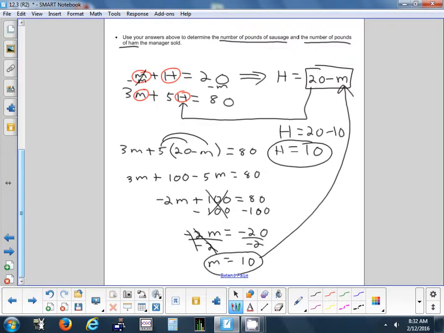Does anybody have any questions on setting those up or how we solved it, the algebra? Can somebody tell me, guys, how are we going to set up that first equation that we set up for the system? Typically, what's that going to be? How's that going to be set up? It's going to be equal to the what? Anybody remember what we said?